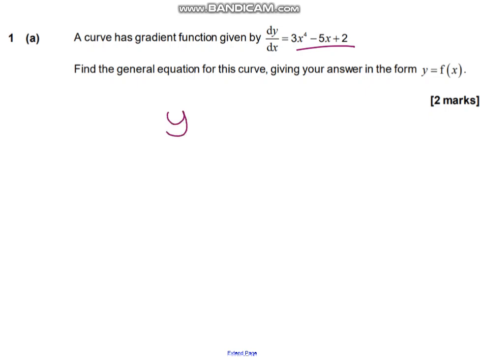So this is simply going to mean that y is going to be, we've got our 3 there, our x will increase the power by 1 to 5, and we're dividing by that. So 3/5 x to the 5 for our second term. We've still got the 5 there, but x will be raised to a power of 2, and that will then be over 2. And then the 2 will just become 2x, and then we've got our plus c, our constant of integration. Don't forget that.